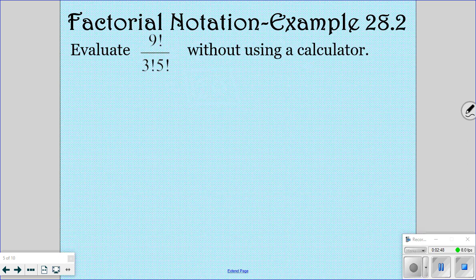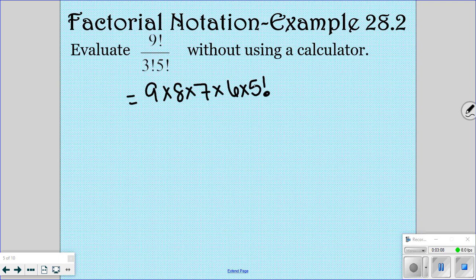Okay. Now we're going to look at evaluating this, and we're not going to be using a calculator. So if we broke this up, that would be 9 times 8 times 7 all the way down to 1. But we don't want to have to go all the way out that far. We're going to stop once we get to 5 factorial. And the reason I stop with the 5 factorial is that I have a 5 factorial in my denominator. And so if I don't write the rest of them out, these are going to cancel. And so you don't have to write them all the way out.